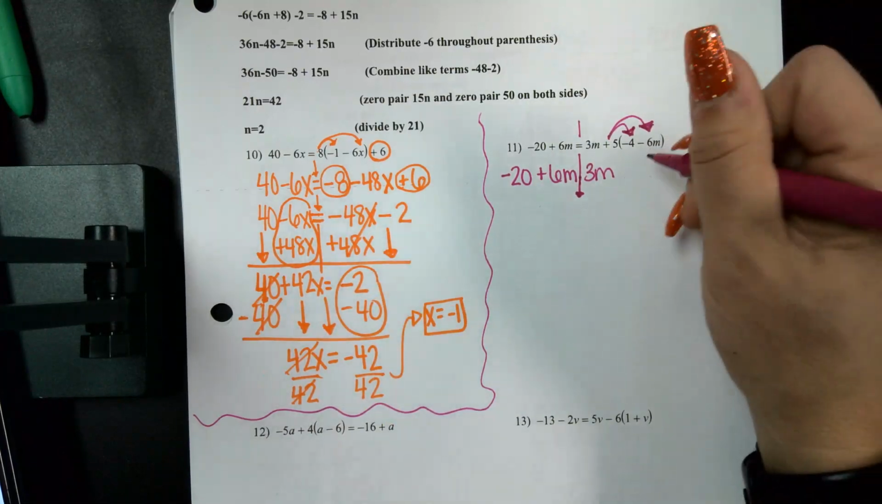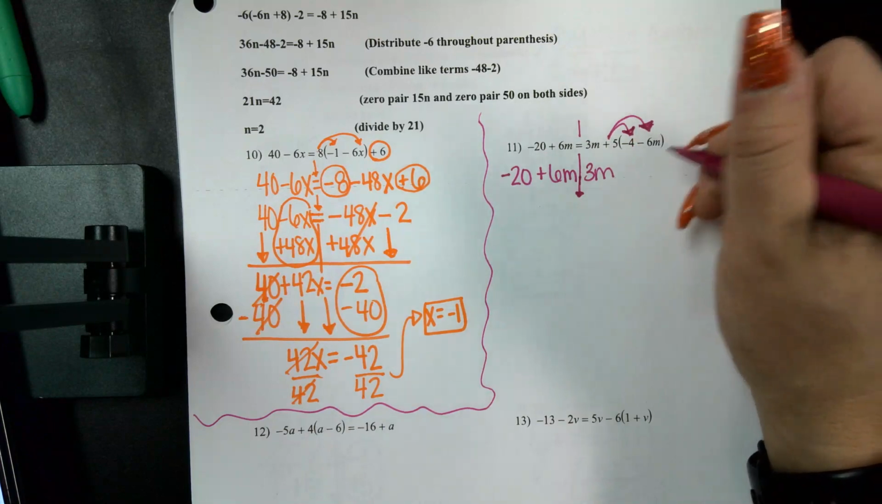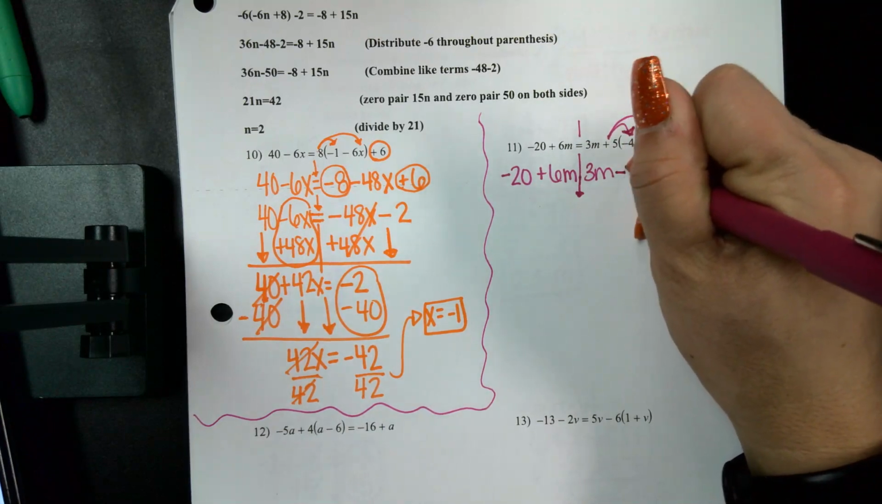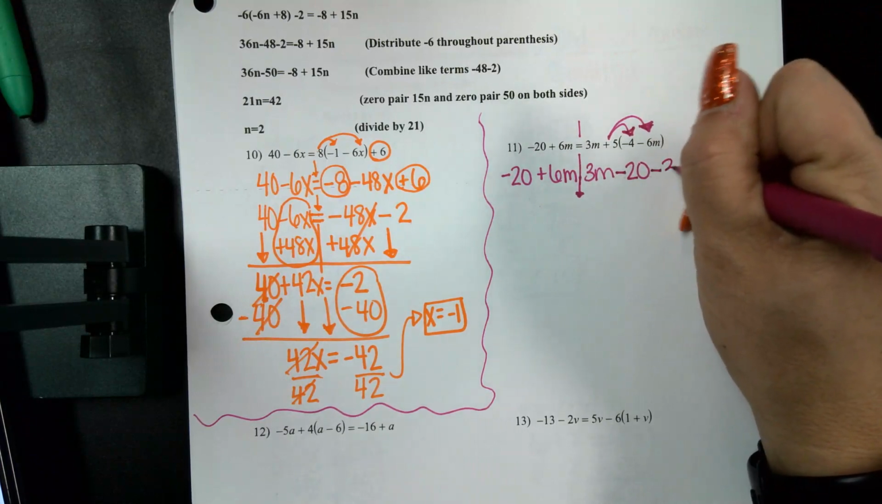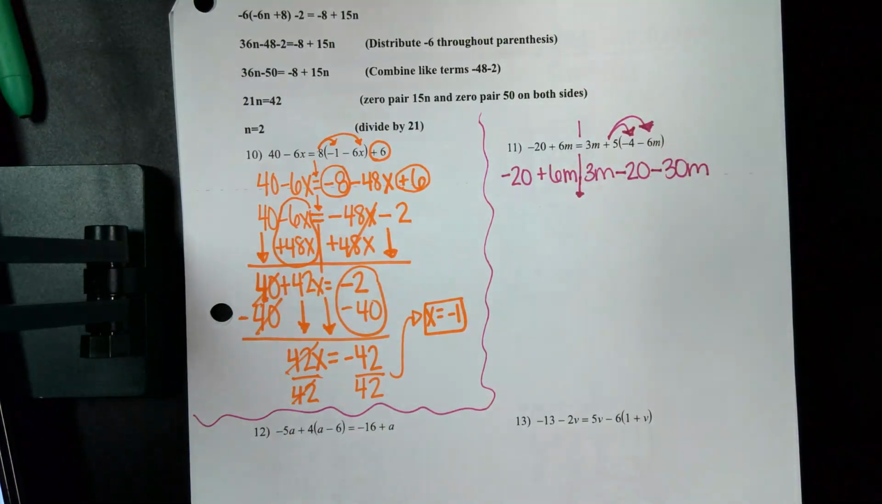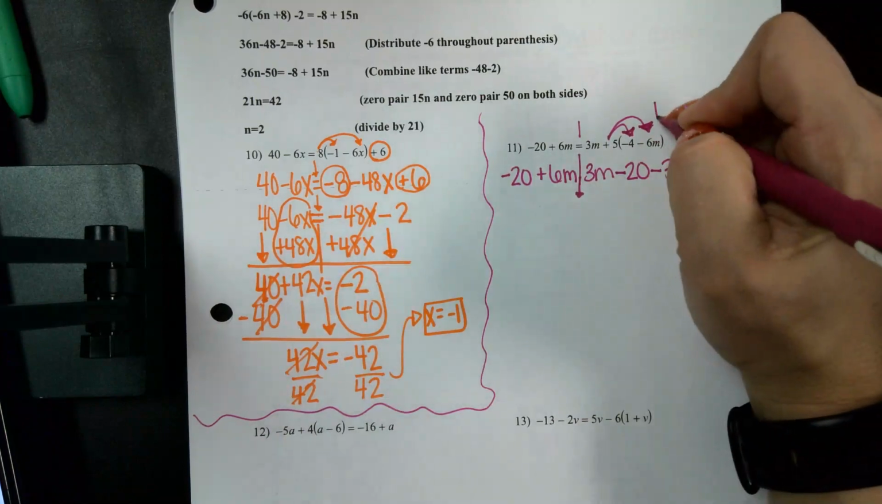5 times -4? -20, and 5 times -6m? -30m. Yeah, I heard different things. I heard you guys say them. I just wanted everybody to hear it at the same time. Okay, so distributive property is done.